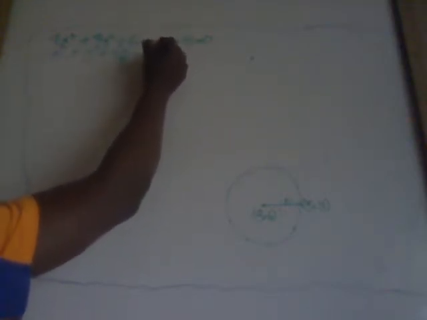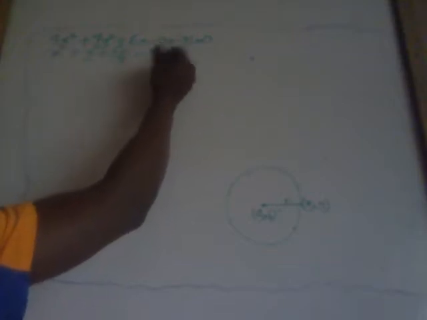Dividing through by 9, we have x squared plus y squared, because 9x squared over 9 gives x squared, and 9y squared divided by 9 gives y squared. Then plus 6x over 9, minus 12y over 9, minus 31 over 9 equals 0. 0 over 9 is 0.